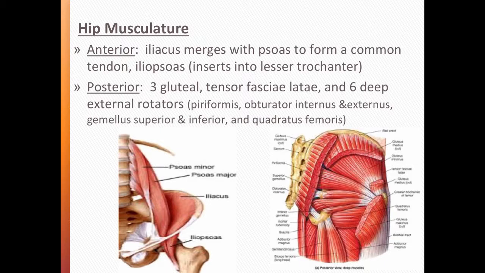lumbar vertebrae. And then posteriorly we have the gluteus max, and then we have 6 deep external rotators of the hip. So the one that we typically think of is the piriformis here. We also have the obturator internus and externus, the gemellus superior and inferior, and then lastly the quadratus femoris. These have been termed by some as the rotator cuff of the hip. And then laterally we'll have the other gluteal muscles, the gluteus medius and minimus, and then the tensor fasciae latae.